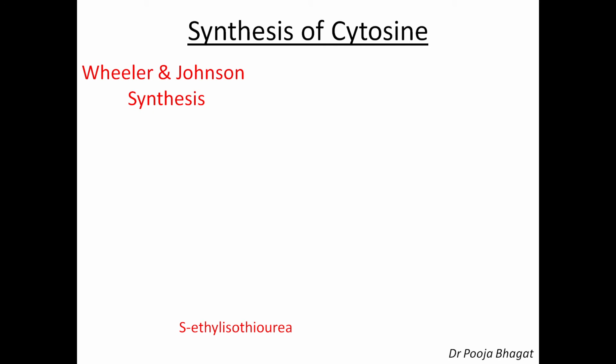Now, synthesis of cytosine using the same scientist, Wheeler, and Johnson. So this is the Wheeler and Johnson synthesis. Here the starting material is S-ethyl isothiourea. One of the reactants is S-ethyl isothiourea, which is one of the urea derivatives. So we have to understand the structure of this. This is urea.